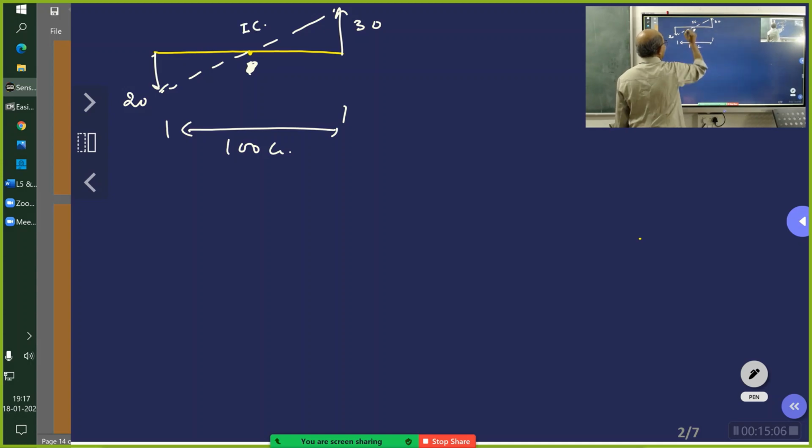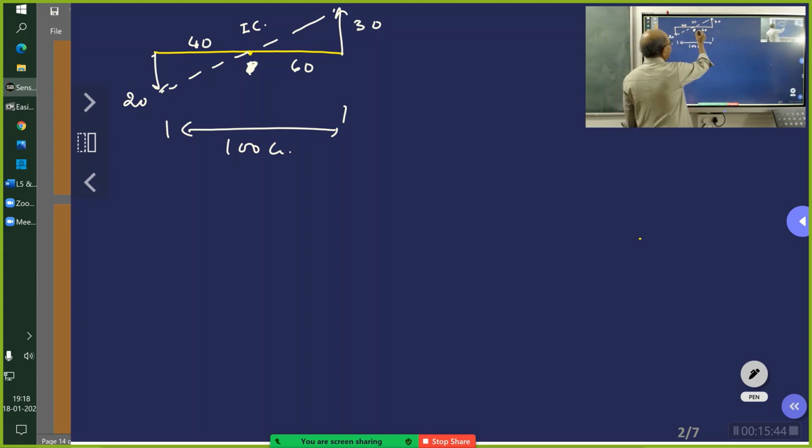Okay, instantaneous center. This is 20 and this is 30. If you take the similar triangles here, then you will get to know where this point is located. You can see this is in the ratio 2:3. Therefore, this 100 will also be in the ratio of 2:3, so it should be 40 and 60. See, you should be able to intuitively solve it like this. So you have located the instantaneous center.